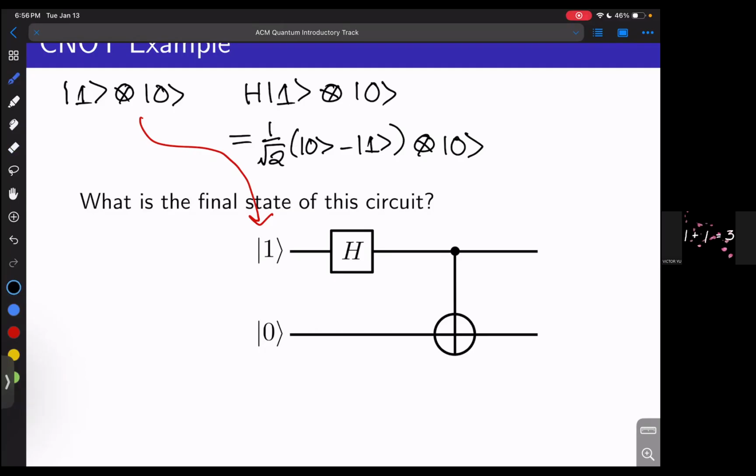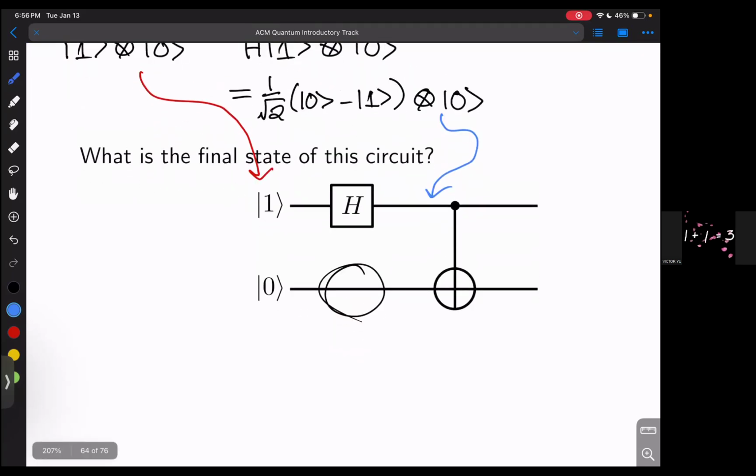And notice nothing happened to the second qubit because there's no gate in the diagram there. So that is the state right here, after here. And remember, it's a 2 qubit state, so it's the state of both qubits. We use the tensor product to represent the state of those 2 qubits.